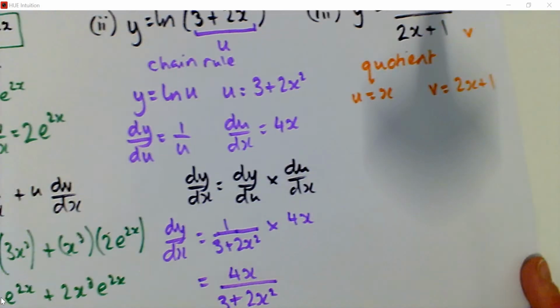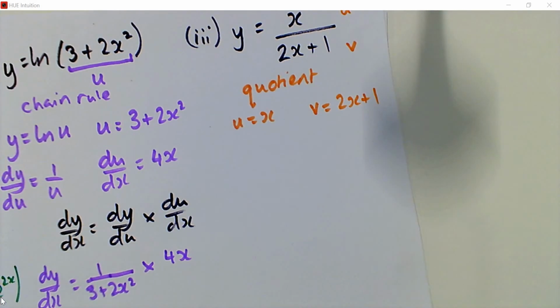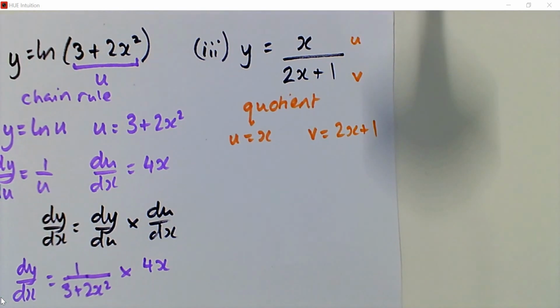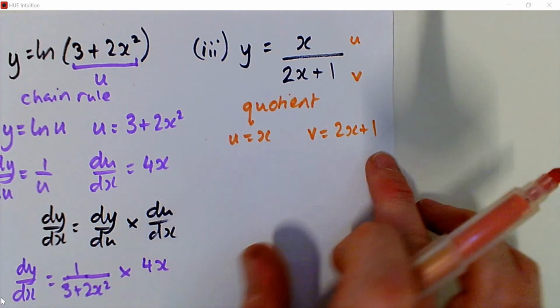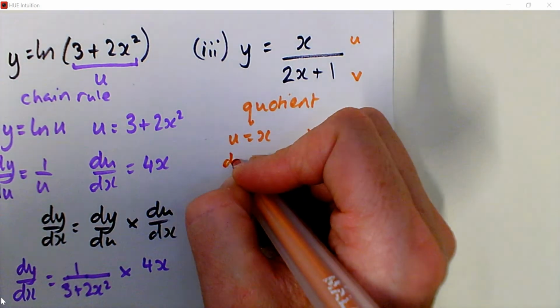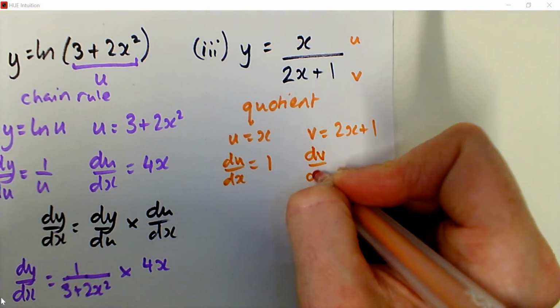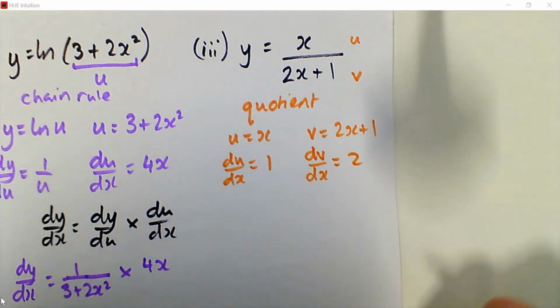Let's have a look at the very last one. It's a fraction, so it's the quotient rule, and this one you get given on your formula sheet. We know that for part of it, we're going to need to differentiate. So first, I'm going to differentiate each of these with respect to x. I'm really hoping you're fine with those ones.